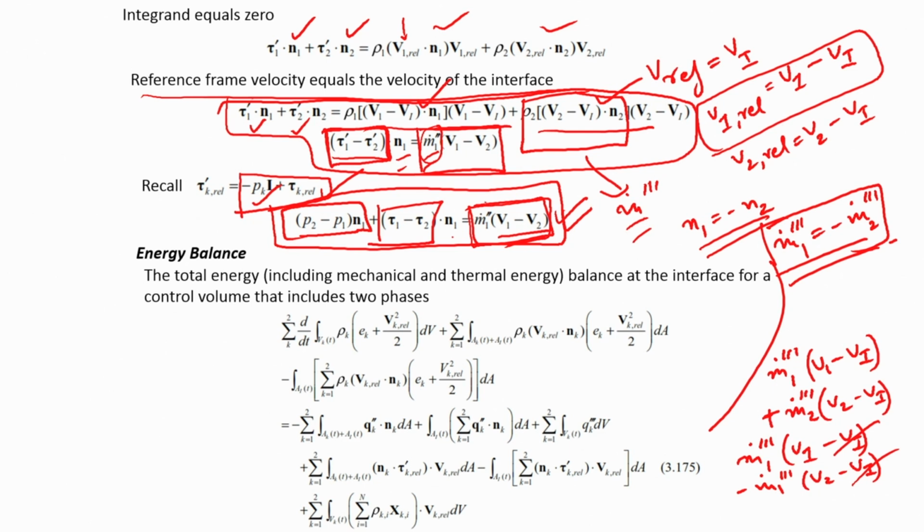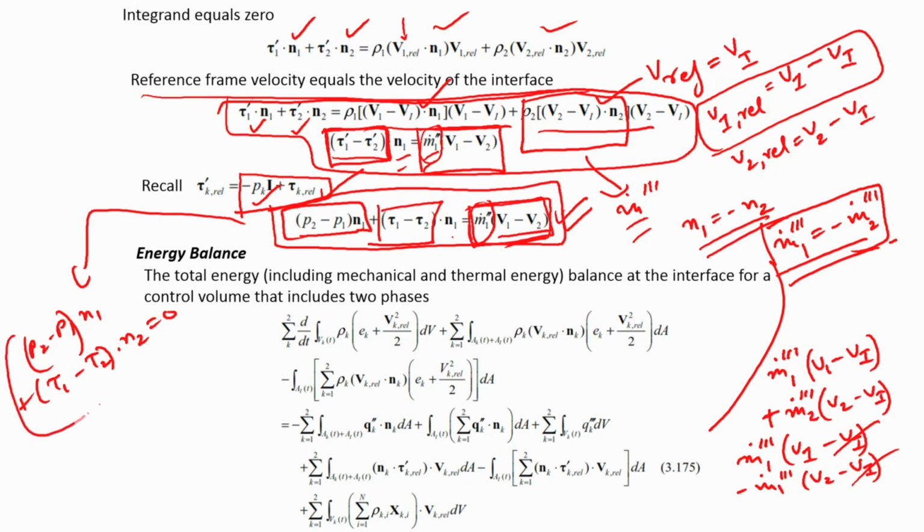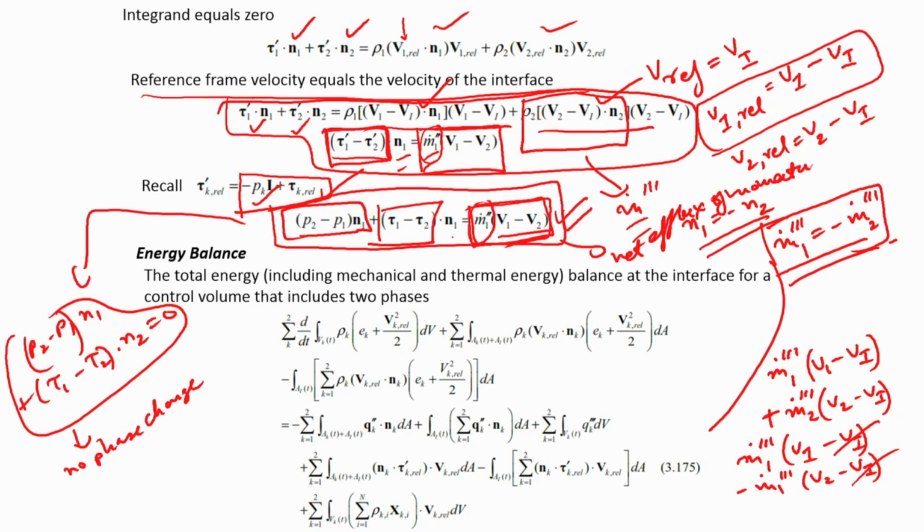Now, if there is no phase change happening, what we will have is (P2 minus P1) times N1 plus (tau1 minus tau2) dot N2 should be equal to 0 in the event of no phase change. So, the difference in pressure across the interface plus the difference in stress across the interface is equal to 0 if there is no phase change. This is the net efflux of momentum due to phase change. This concept should be very clear; this is what the equation means.